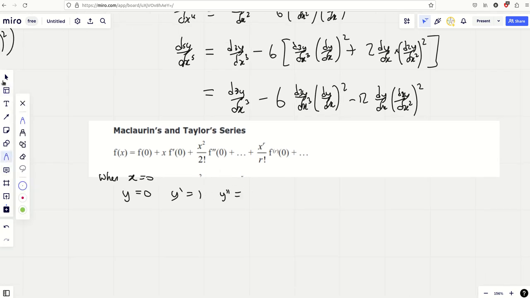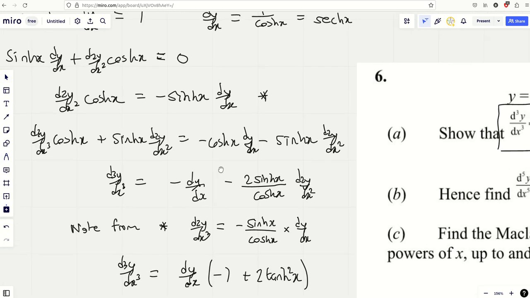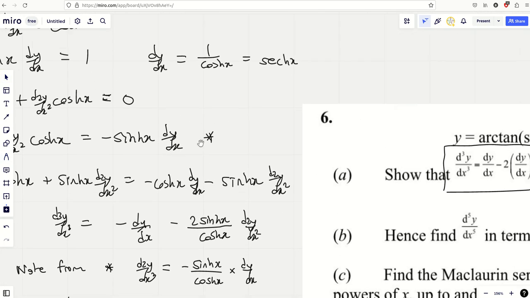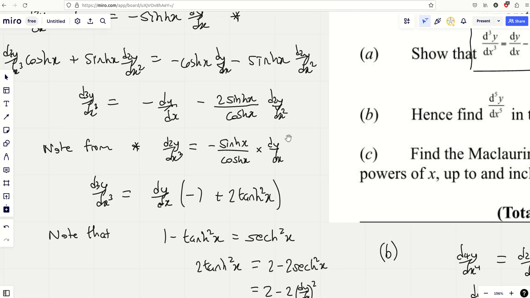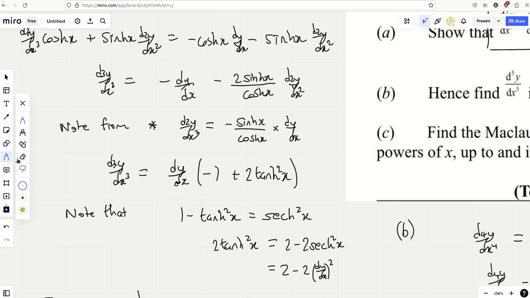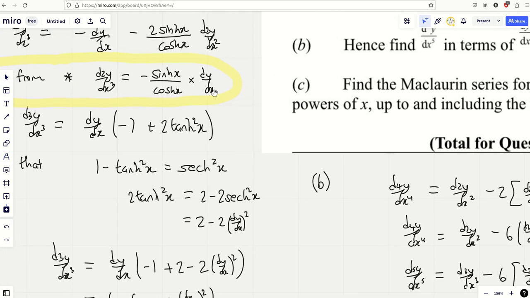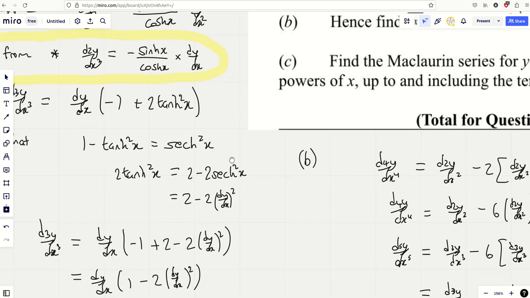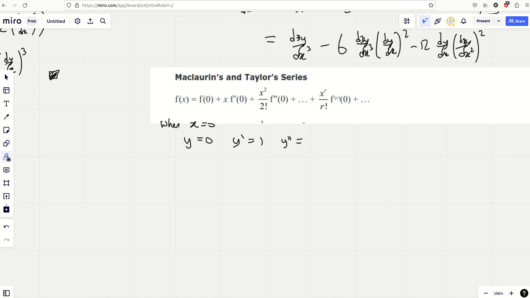Y double dash, what's that going to be? Well, d2y by dx squared was, what did we have that? We had that something because we subbed it in, didn't we? Oh look, here it is. This is why it's so handy if you have neat working, which I don't really. So I'm going to be using this, yeah. So, okay, we already know when x is 0, dy by dx is 1, but this is going to give us minus sine of 0 over 1, and 0 times anything is 0, so that's going to be 0.